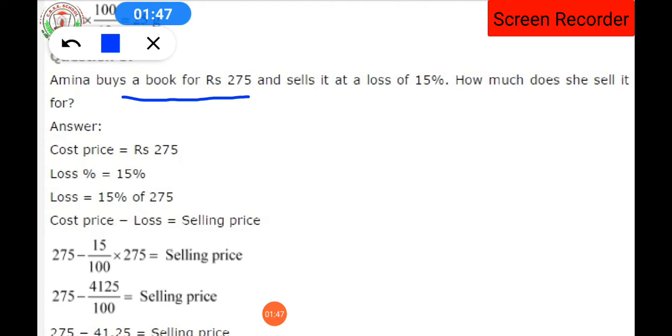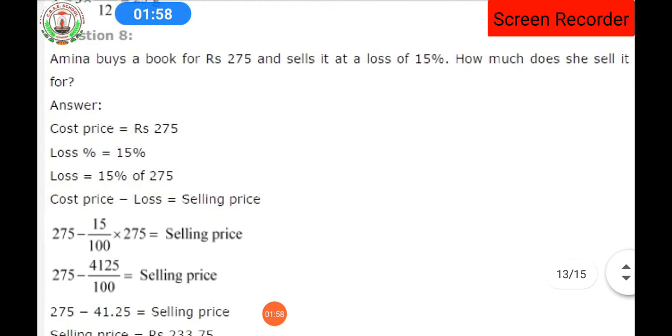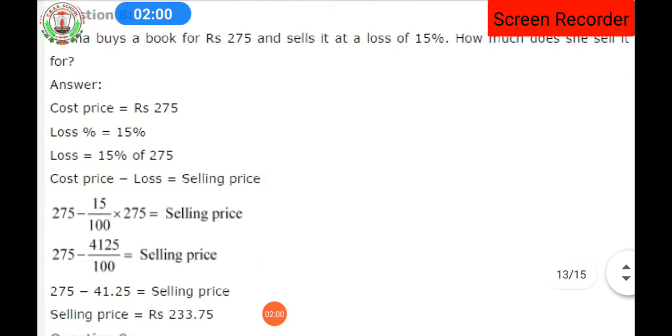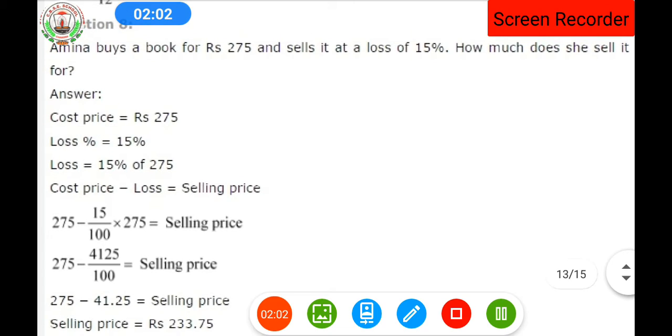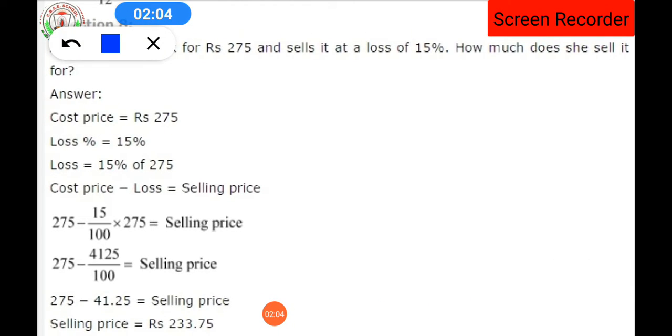So dear student, as we did question number 6 and 7 with two methods, in the same way here also we are going to solve this question by two methods. So look at the methods we have over here. The first method is said to be the formula method. So we are going to solve the first question by the formula method. What is the CP we have over here? CP is rupees 275. Loss percent is equal to 15%.